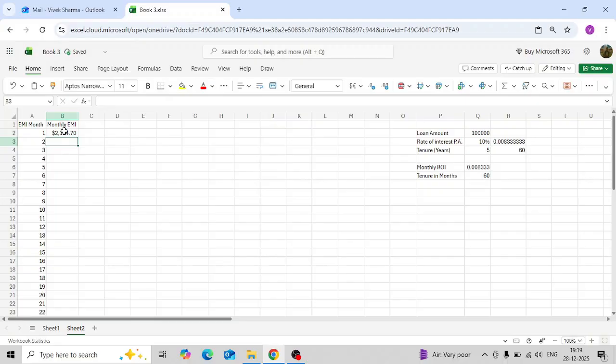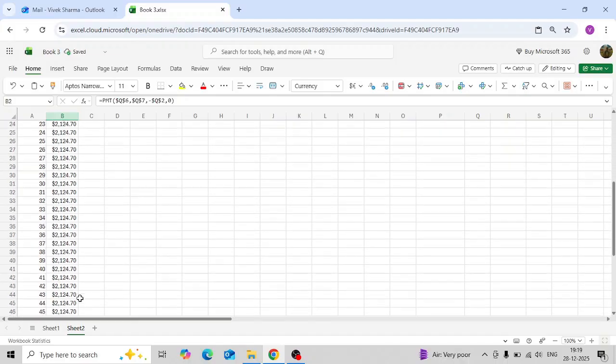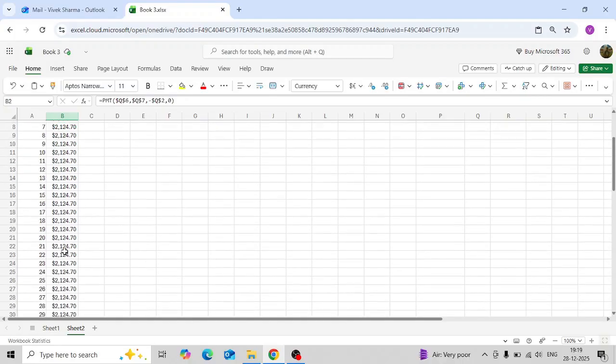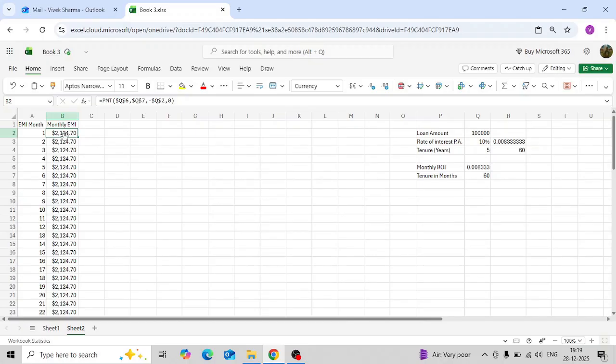And see, this is the monthly EMI that we'll be paying if we take a loan amount of 100,000 or 1 lakh for 5 years at a 10% rate of interest. Just drag the formula. See, we'll be making 2,124.70 dollars, not rupees exactly, the sign is in dollars. So this much amount of EMI we would be paying every month.